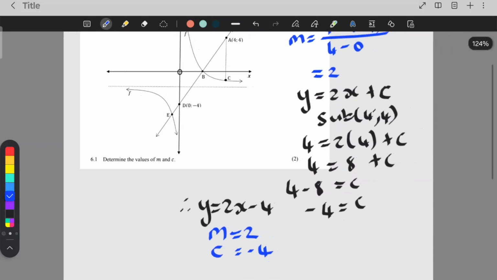Okay, and how do they mark this question? Let's quickly check. They mark this question: gradient, you get a mark, so for working out that gradient. And then also for seeing the y-intercept. So that's why it's only 2 marks.